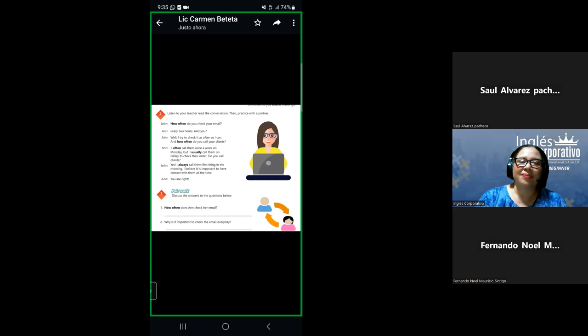How often do you check your email? Every 2 hours. And you? Well, I try to check it as often as I can. And how often do you call your clients? I often call them once a week on Monday, but I usually call them on Friday to check their order. Do you call clients? Yes, I always call them first thing in the morning. I believe it is important to have contact with them all the time. You are right.